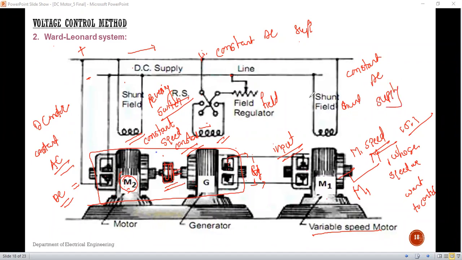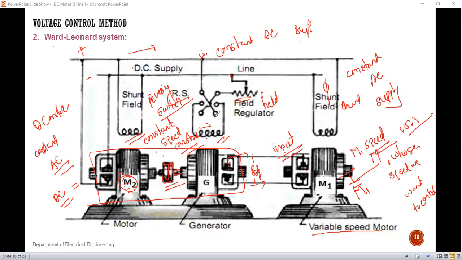Are we changing anything in it? No. That means there is no change in the flux produced by this field winding because it is connected to a constant DC source. Speed can only be changed either by changing the field regulator of the generator or by reversing the switch.